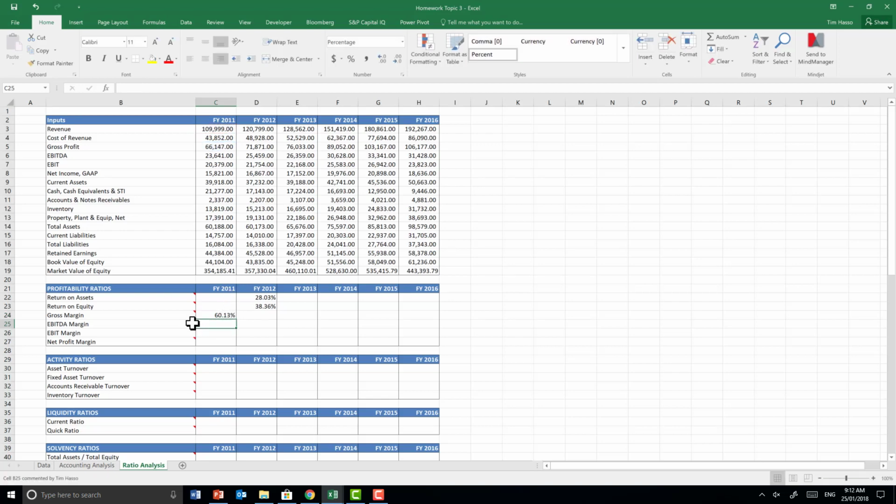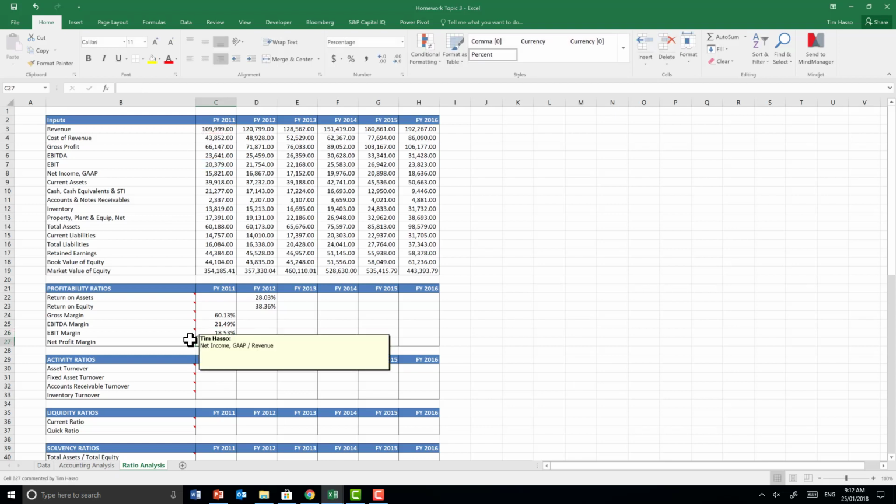Now the EBITDA margin is simply the EBITDA, so earnings before interest, tax, depreciation, and amortization divided by revenue. And again, it's two income statement items, so EBITDA and divided by revenue. Similarly, for the EBIT margin, all we're doing slightly differently here is we're taking the EBIT in this case, and again, dividing it by revenue in the same year.